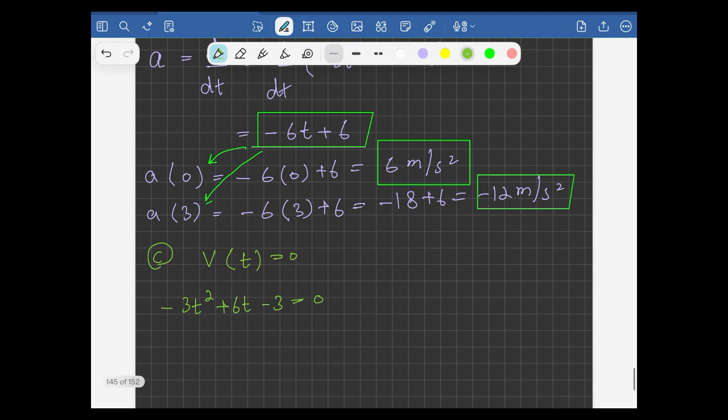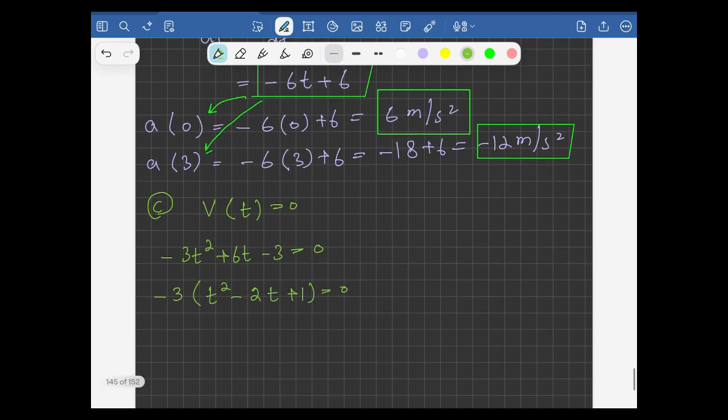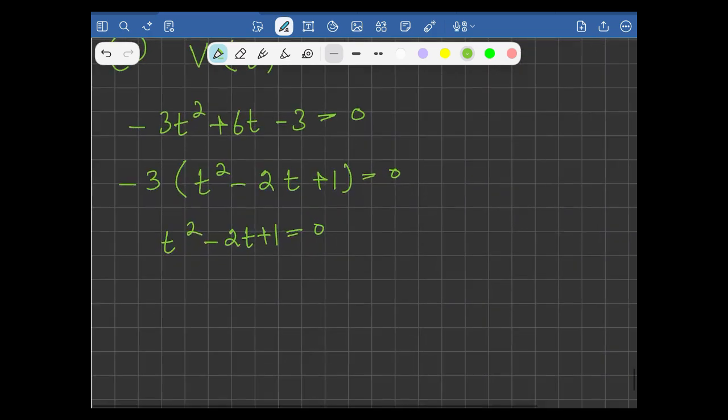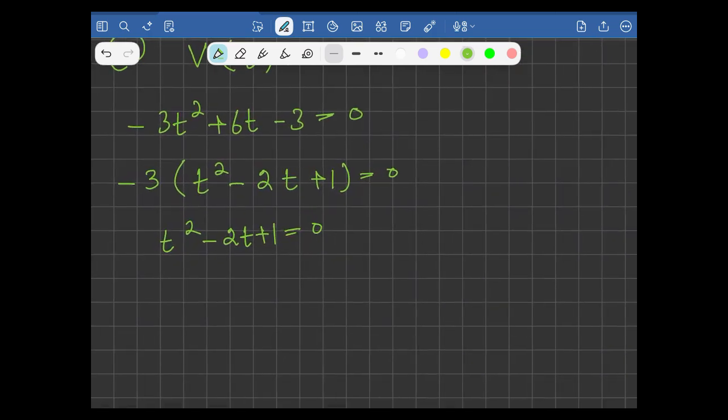Let's take the 3 common out, or negative 3 common even. So it's going to be t squared minus 2t plus 1, everything equals 0. We divide both sides by minus 3 and get rid of it. So t squared minus 2t plus 1 equals 0. It's a quadratic, and it's a perfect square formula as well. So it's going to be (t minus 1) squared equals 0.